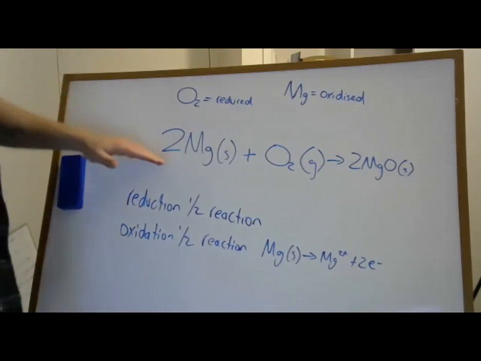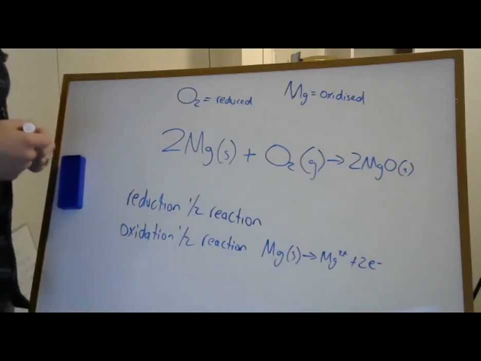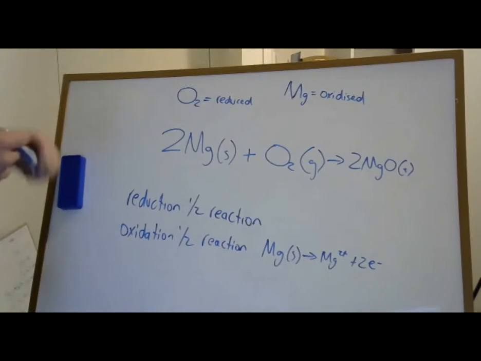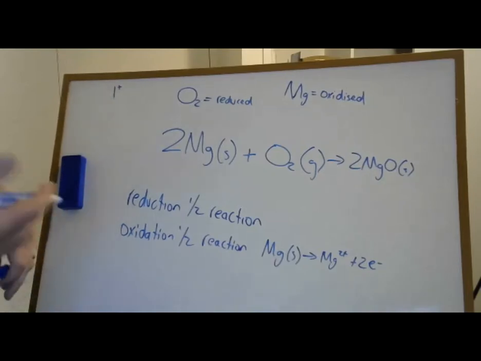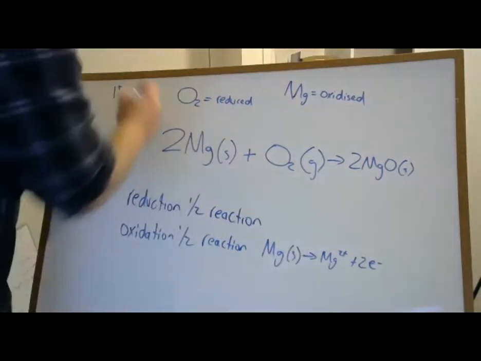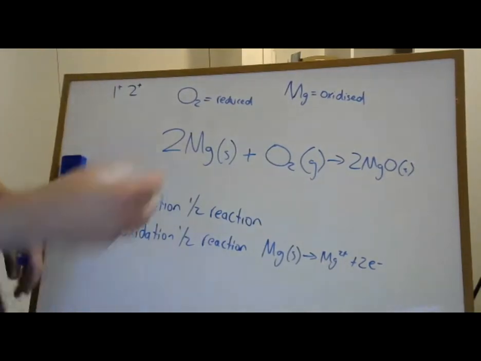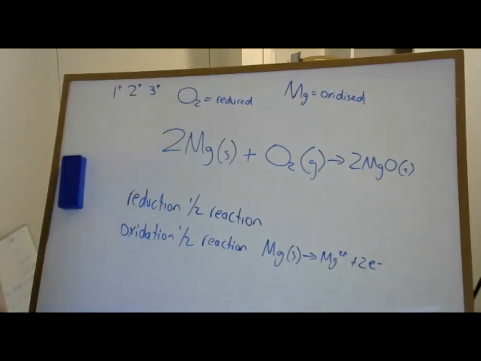And depending on where it sits in the periodic table determines how many electrons it will give away. So metals in group 1 give away 1 electron to become 1 plus. Metals in group 2 give away 2 electrons to become 2 plus. We follow that along. Group 3 give away 3 to become 3 plus.